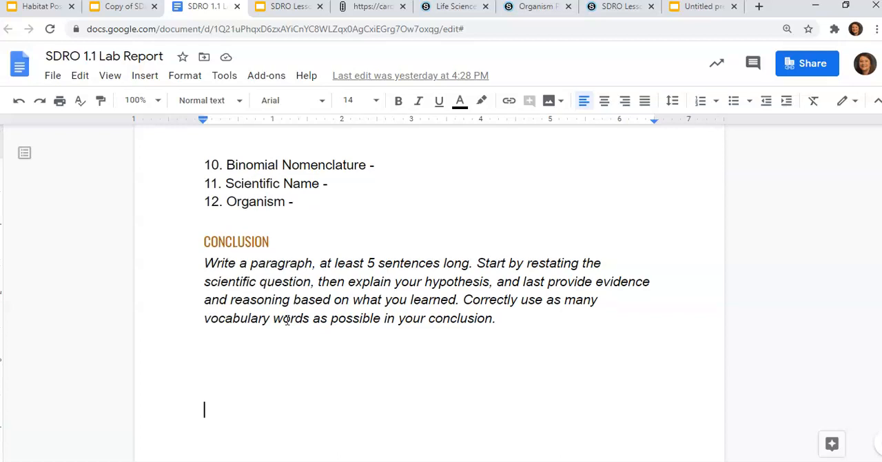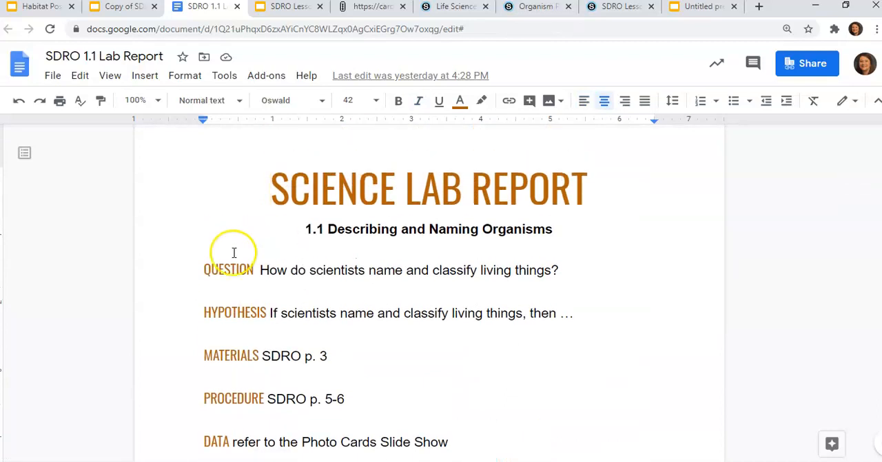Then we get down to the conclusion part of our lab, which is the last part of the lab. And so I put you some instructions here. In your conclusion, you will write a paragraph. Your paragraph needs to be at least 5 sentences long. I like for you to start by restating the scientific question. So I'm going to scroll up. The scientific question for this lab was, how do scientists name and classify living things?